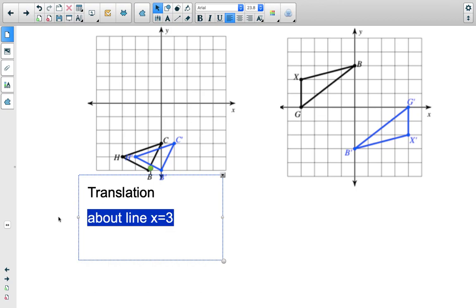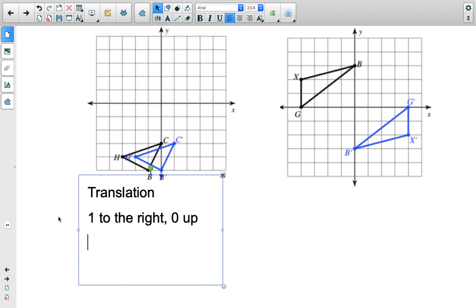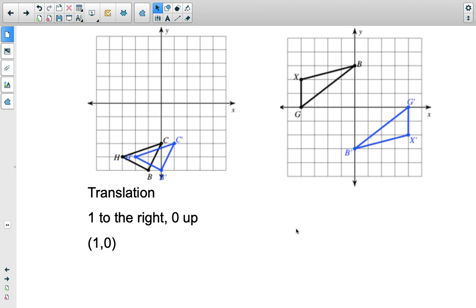Because I moved it 1 over to the right, there are different ways I can write it. I can write 1 to the right and then 0 up, right? Another way I can write it is using coordinates, 1, comma, 0, because remember, x goes first, y goes after. So 1, comma, 0. That's another way I can write it as well.